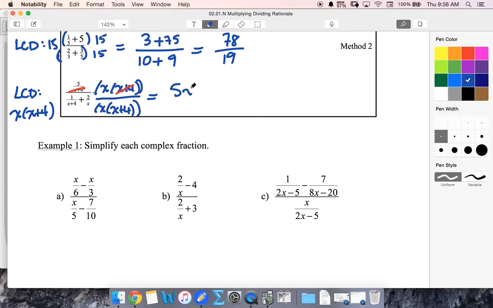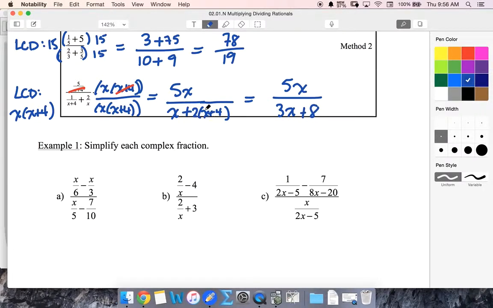So 5x on top. On the bottom, x plus 4 cancels. I just have x. X cancels with x. I have 2 times x plus 4. And now I simplify 5x over 3x plus 8. 2x plus x, 2 times 4, made the 8.